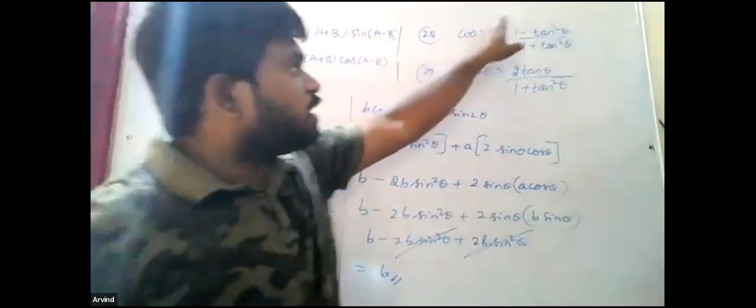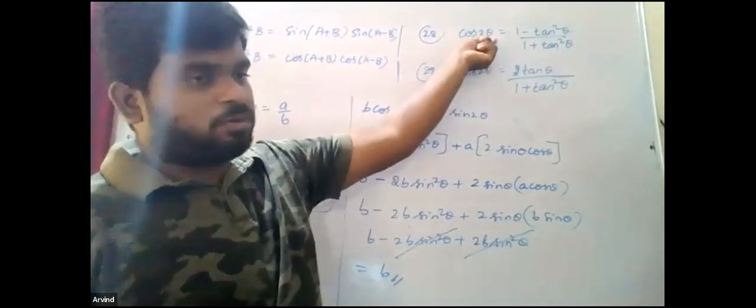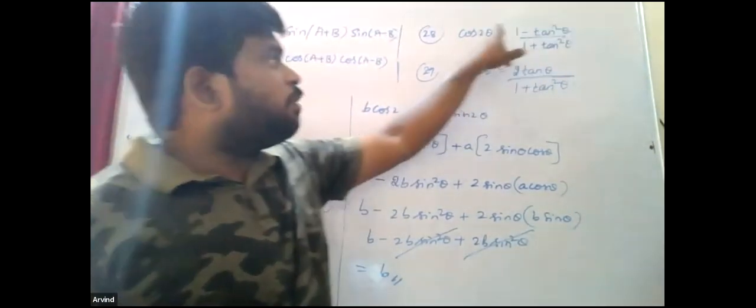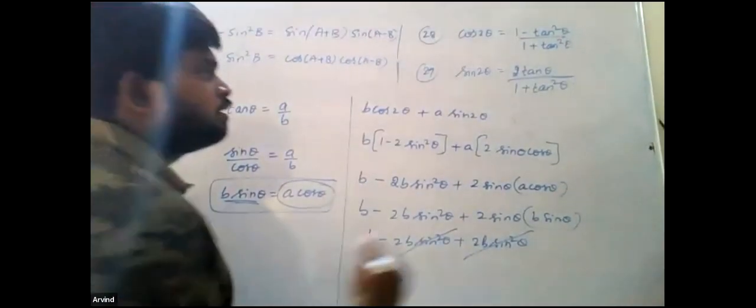Whatever angle is here, on the other side it becomes half. If it is 2 theta here, it is theta there; if it is 4 theta here, it is 2 theta there. Whatever angle comes here, half of it is there. If it is just theta here, it becomes theta by 2 there, that's all. So cos in terms of tan. This is the formula. Okay.